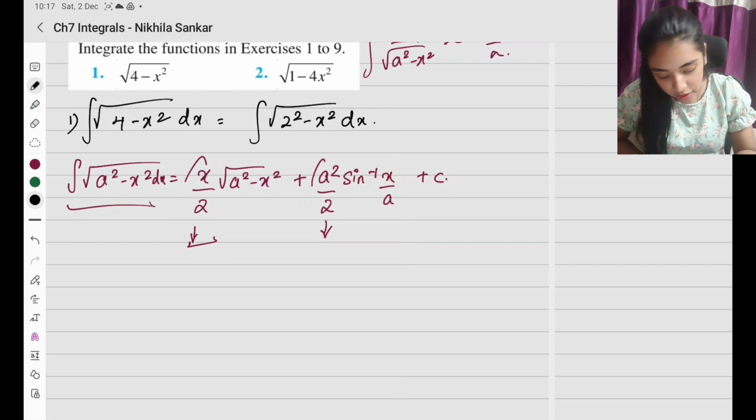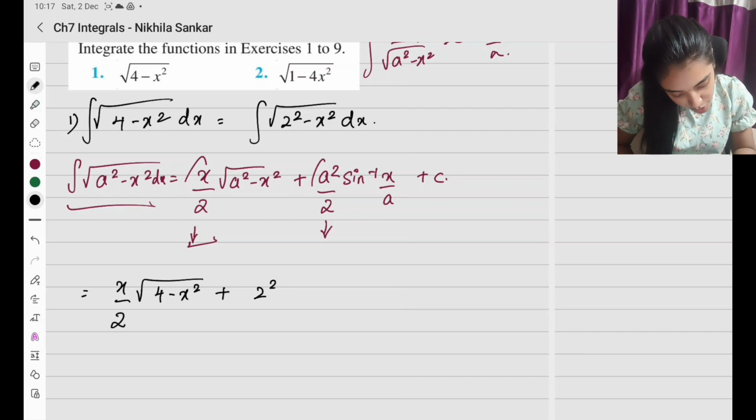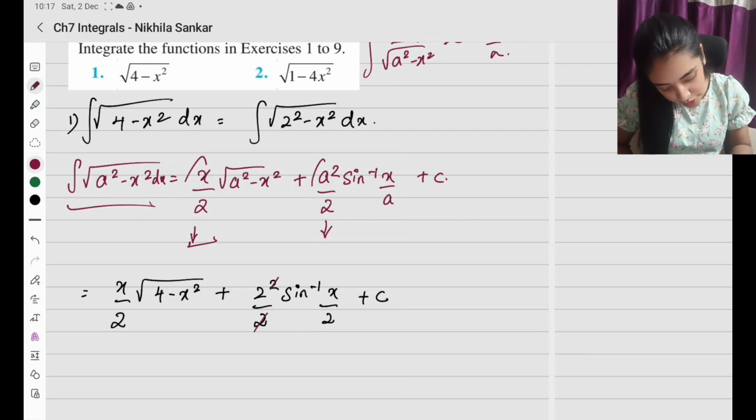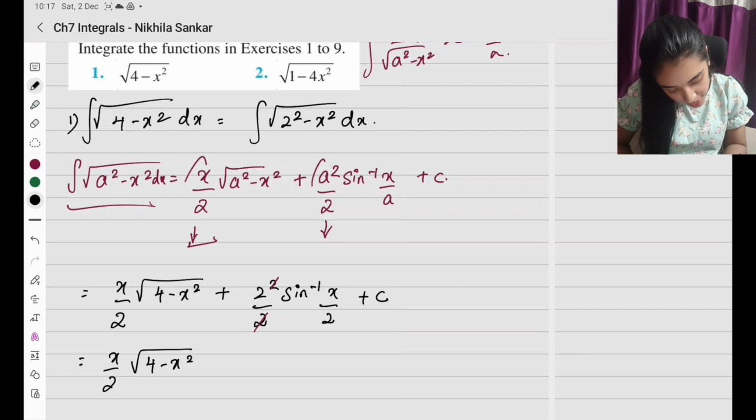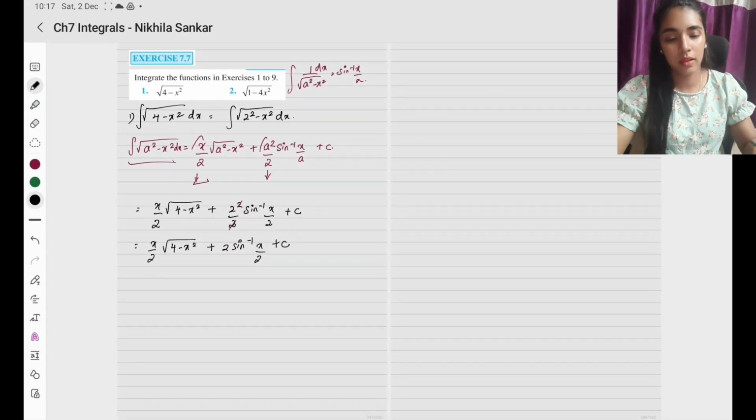Okay, so this when I apply in the formula in the question, my answer looks like x by 2, which is x divided by 2 square root of a square minus x square, which is 4 minus x square plus a square, which is 2 square divided by 2 sine inverse of x divided by 2 plus c. So இந்த இடத்துல இந்த 2 cancel ஆயிடும். So my final answer is x by 2 square root of 4 minus x square plus 2 sine inverse of x divided by 2 plus c. Okay, so this is my first question's answer. Please copy.